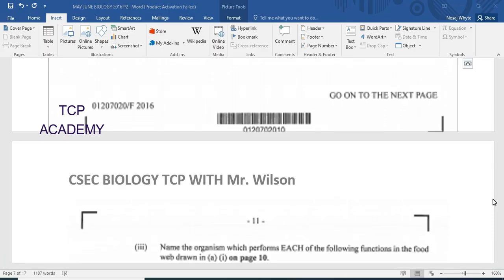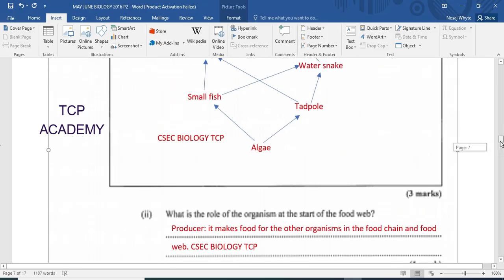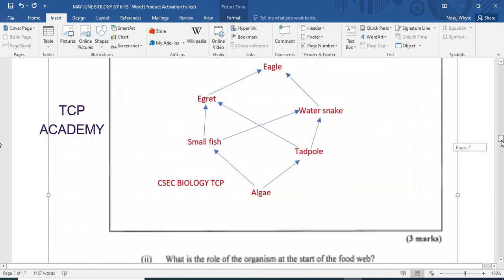Name the organism which performs each of the following functions in the food web. So let us look at what is happening here. For the first thing, we want to look at an organism that is both a predator and a prey, or a prey and a predator. Now let us look at how that is represented in the food web. Now here, to be a predator and a prey, it must have 2 arrows. So it must have an arrow leading to it and an arrow leading away.